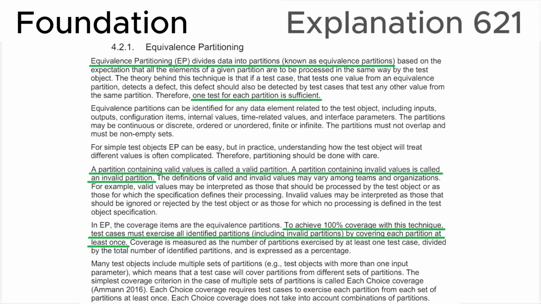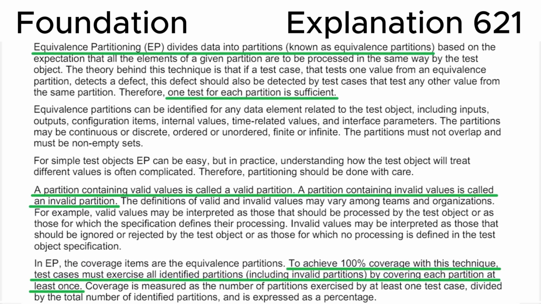Explanation. Finally, let's look at section 4.2.1, equivalence partitioning, in the ISTQB syllabus, where we can see that equivalence partitioning (EP) divides data into partitions known as equivalence partitions. One test for each partition is sufficient. A partition containing valid values is called a valid partition. A partition containing invalid values is called an invalid partition.